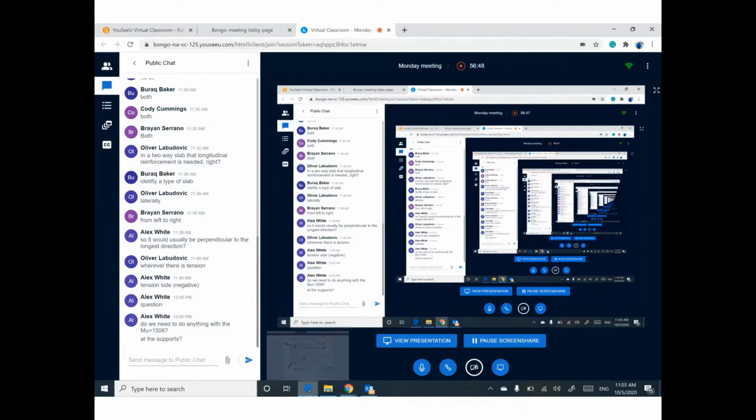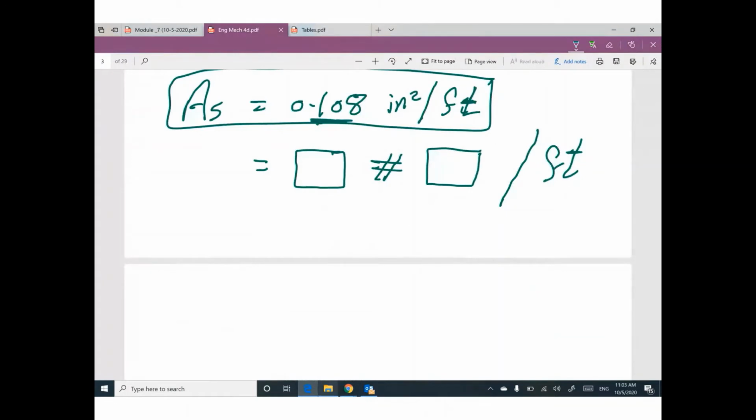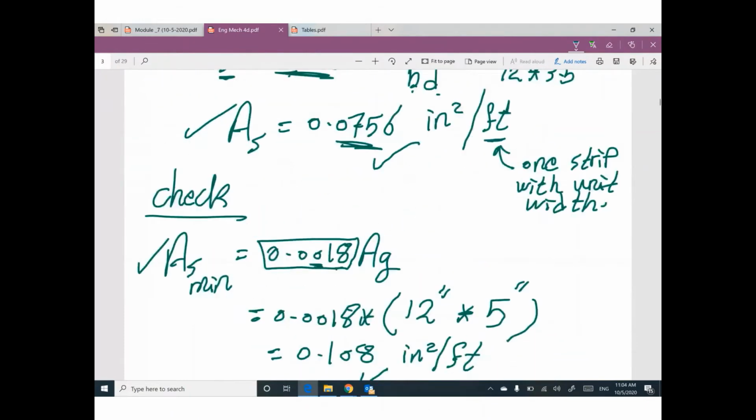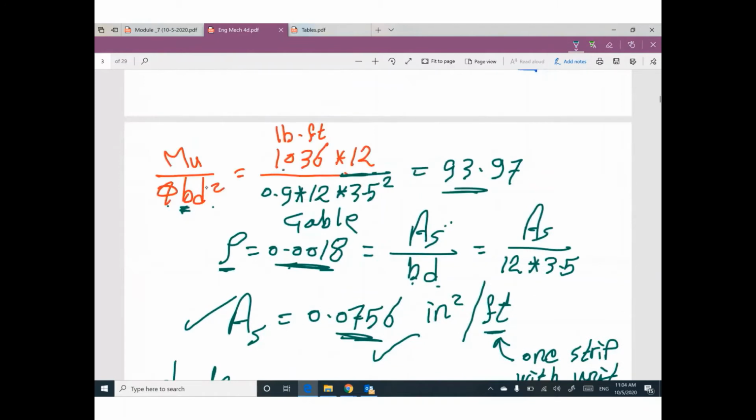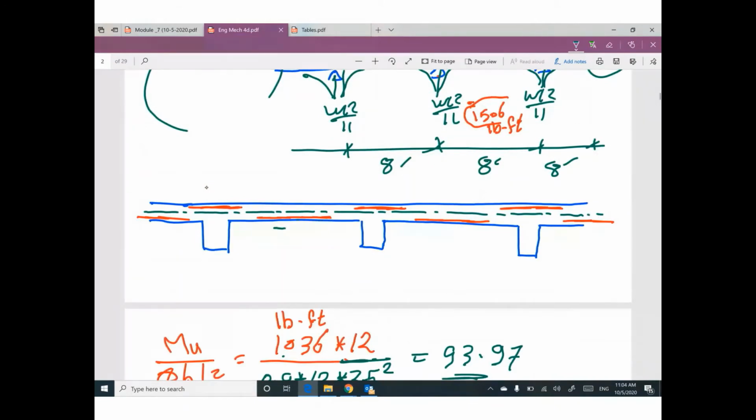What I did, this reinforcement, which is number 3 at 12 inch for moment 1036, which is here. So your reinforcement is number 3 at 12, number 3 at 12 inch. Why? Moment here, the same like here, the same like here.